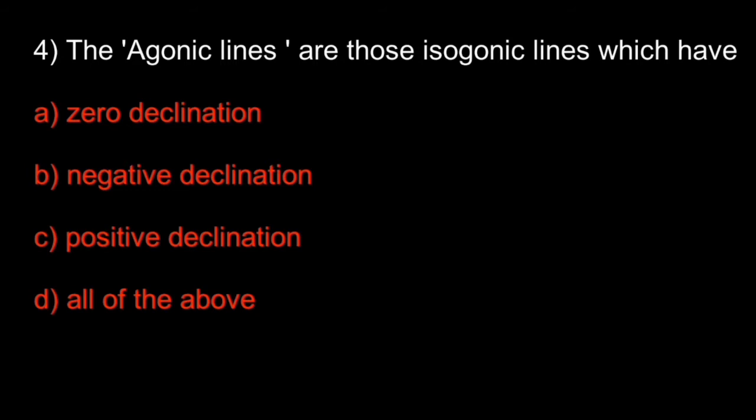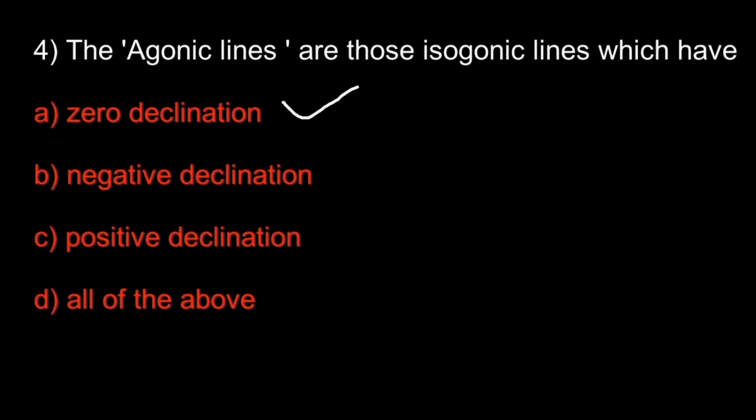Now let's move to the fourth question. The agonic lines are those isogonic lines which have option A, 0 declination, option B, negative declination, option C, positive declination, and option D, all of the above. Now let's check the options. And the answer is zero declination. The agonic lines are those isogonic lines which have zero declination.